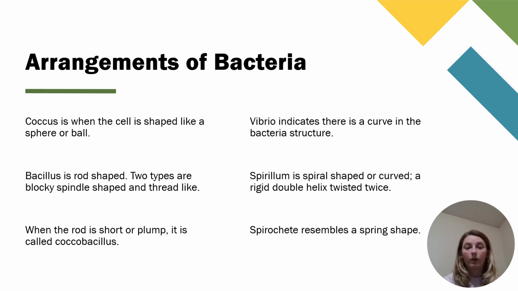When the rod is short or plump, it is called coccobacillus. Vibrio indicates there is a curve in the bacteria structure. Spirillum is spiral-shaped or curved, a rigid double helix twisted twice. Spirochete resembles a spring shape.